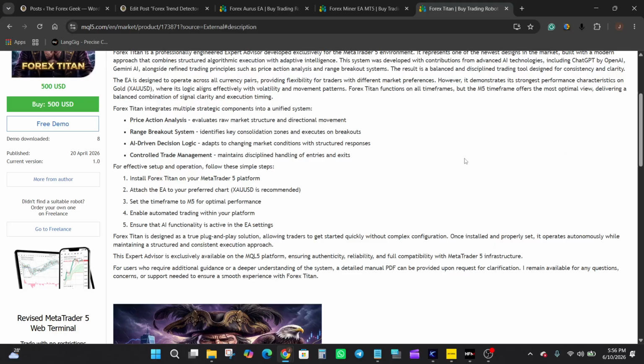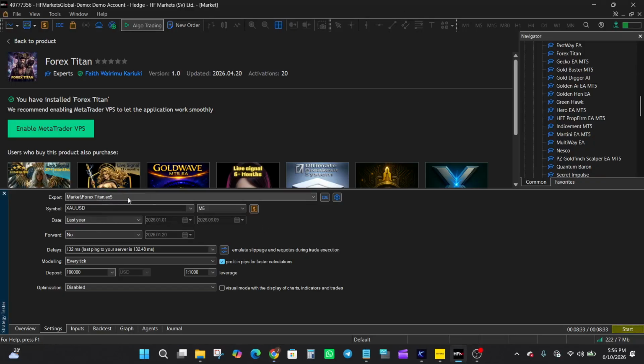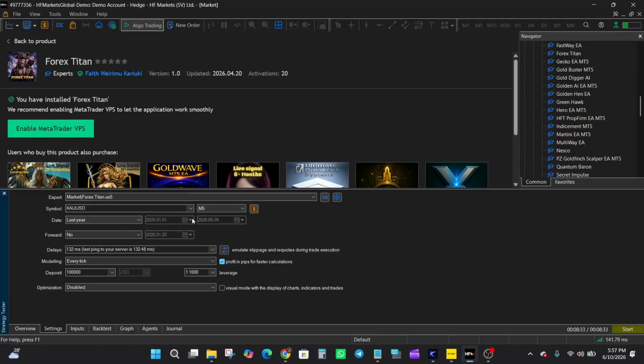Now I'm going to move into the strategy tester to take a look at how the expert advisor behaves on historical data. So we are testing the Forex Titan EA on XAUUSD on the M5 time frame as recommended, and we are testing the EA over the past 5 months, okay, from the beginning of this year, 1st January 2026 till date, so that we can capture a reasonable data for the back testing, okay, working with this year's market conditions. Now, as for the delays, we are using the last ping to the server and we are using the every tick modeling.